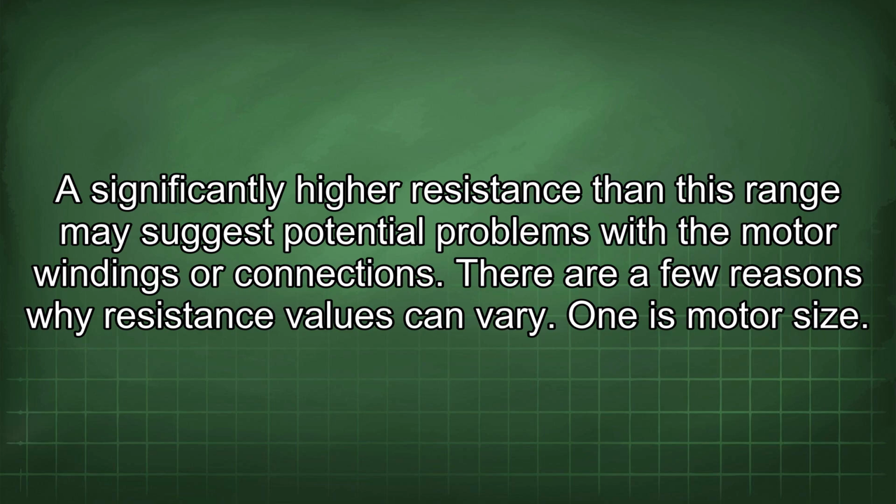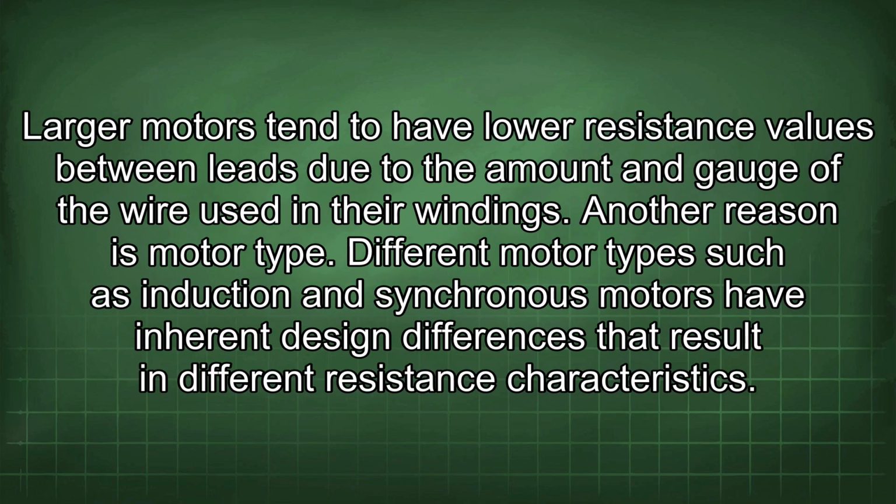There are a few reasons why resistance values can vary. One is motor size. Larger motors tend to have lower resistance values between leads due to the amount and gauge of the wire used in their windings. Another reason is motor type. Different motor types such as induction and synchronous motors have inherent design differences that result in different resistance characteristics.